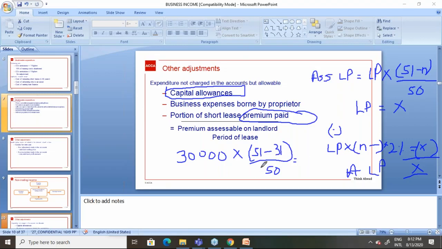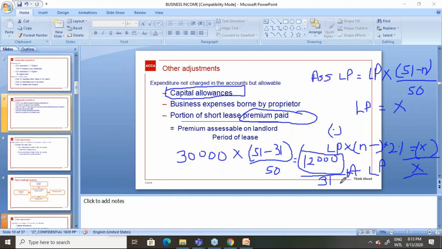Here you get 12,000 pounds. You get 12,000 pounds. So this is the assessable lease premium. So over 31 years, you can claim 12,000 pounds as an allowable expenditure. Over a period of 31 years, you can claim a total of 12,000 as an allowable expenditure. That means every year you can claim 12,000 divided by 31 as an allowable expenditure.